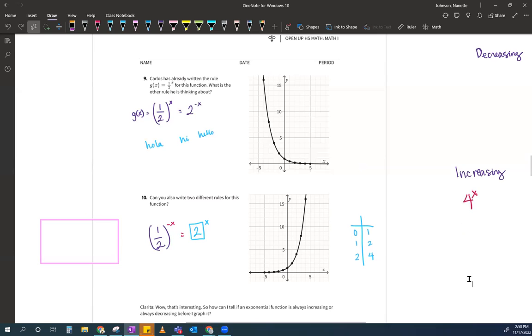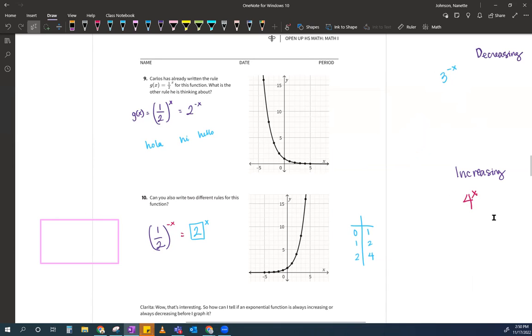Okay, let me write another one. What about 3 to the negative x? 3 to the negative x, increasing or decreasing? Very good. It's decreasing. If you don't know, all your job right now is to ask, what made this one decreasing and this one increasing?